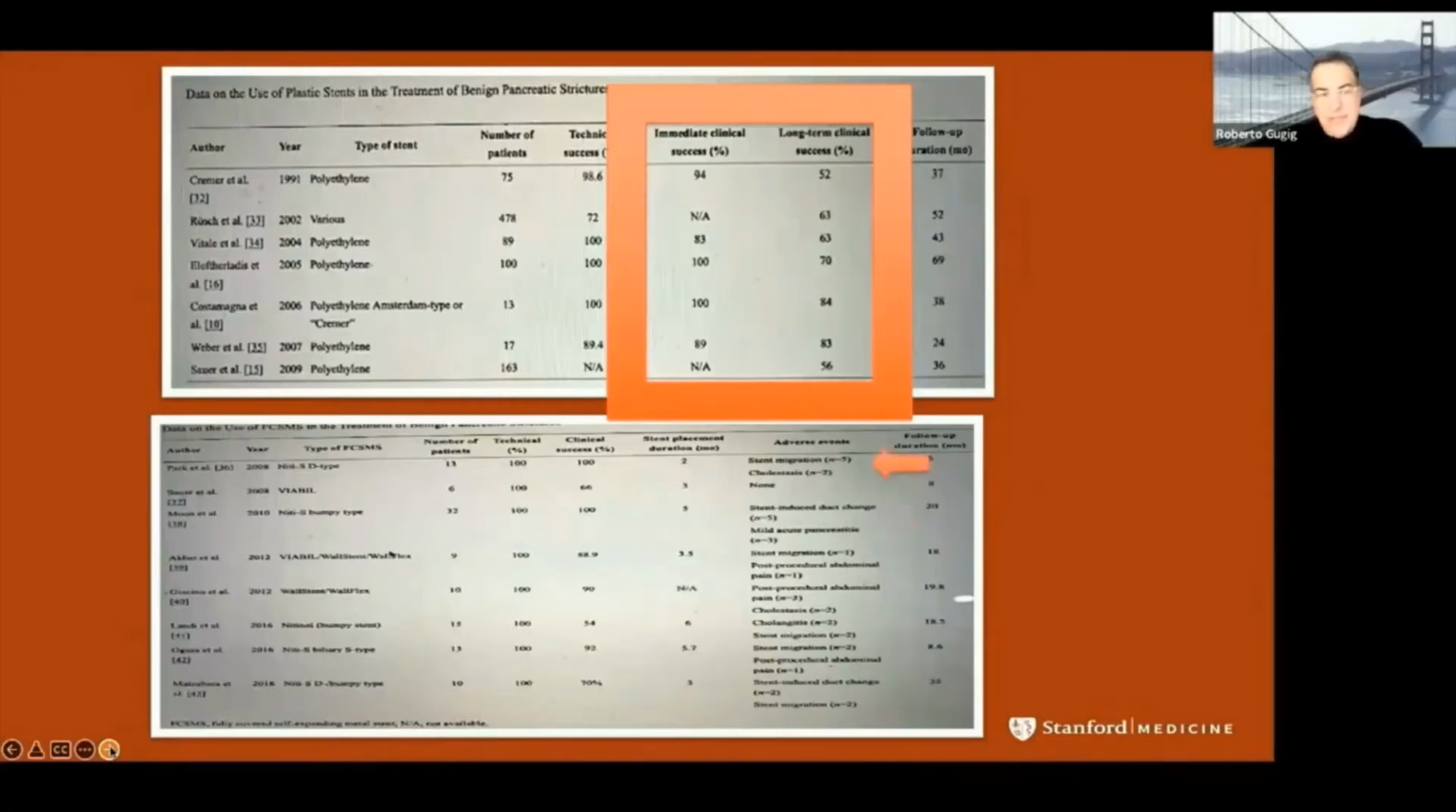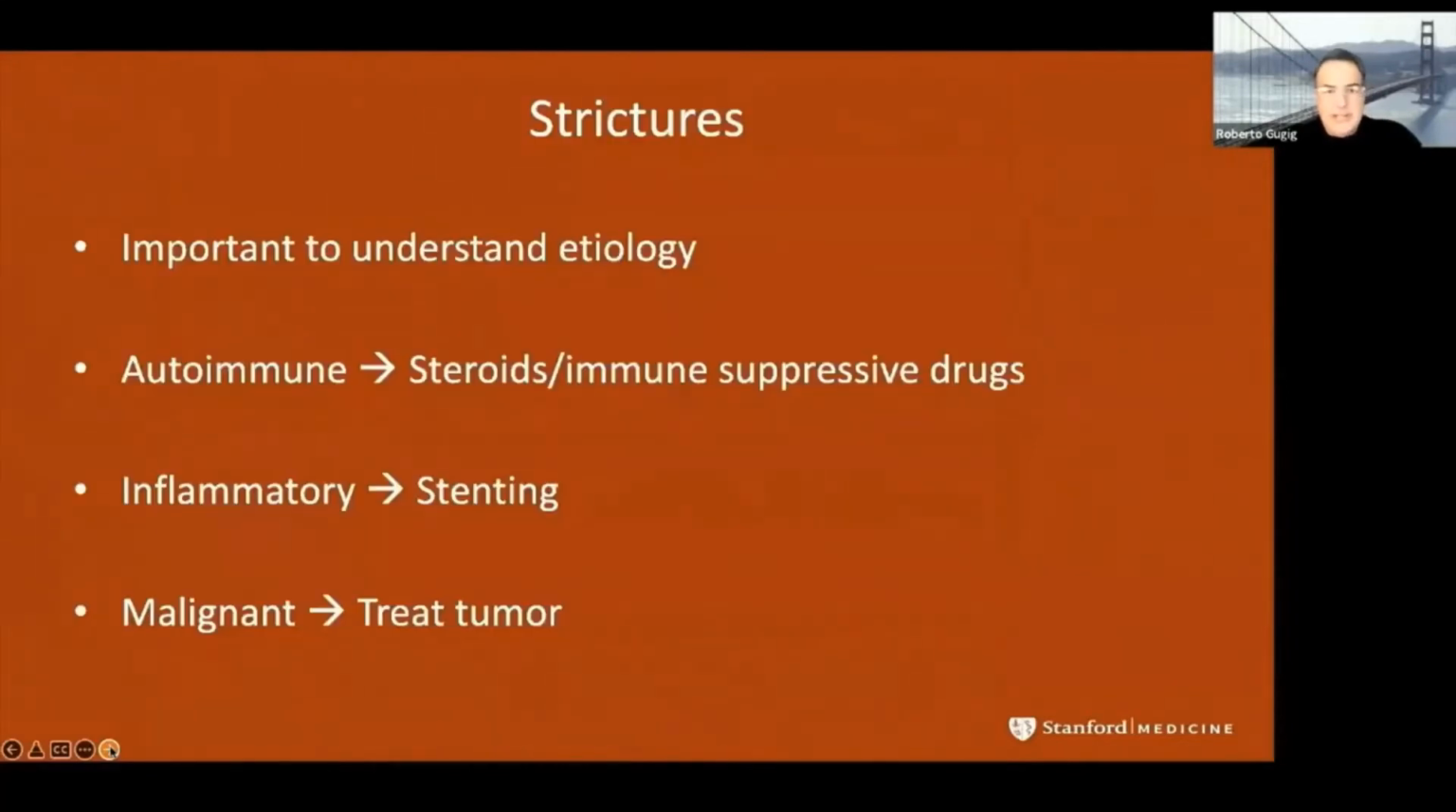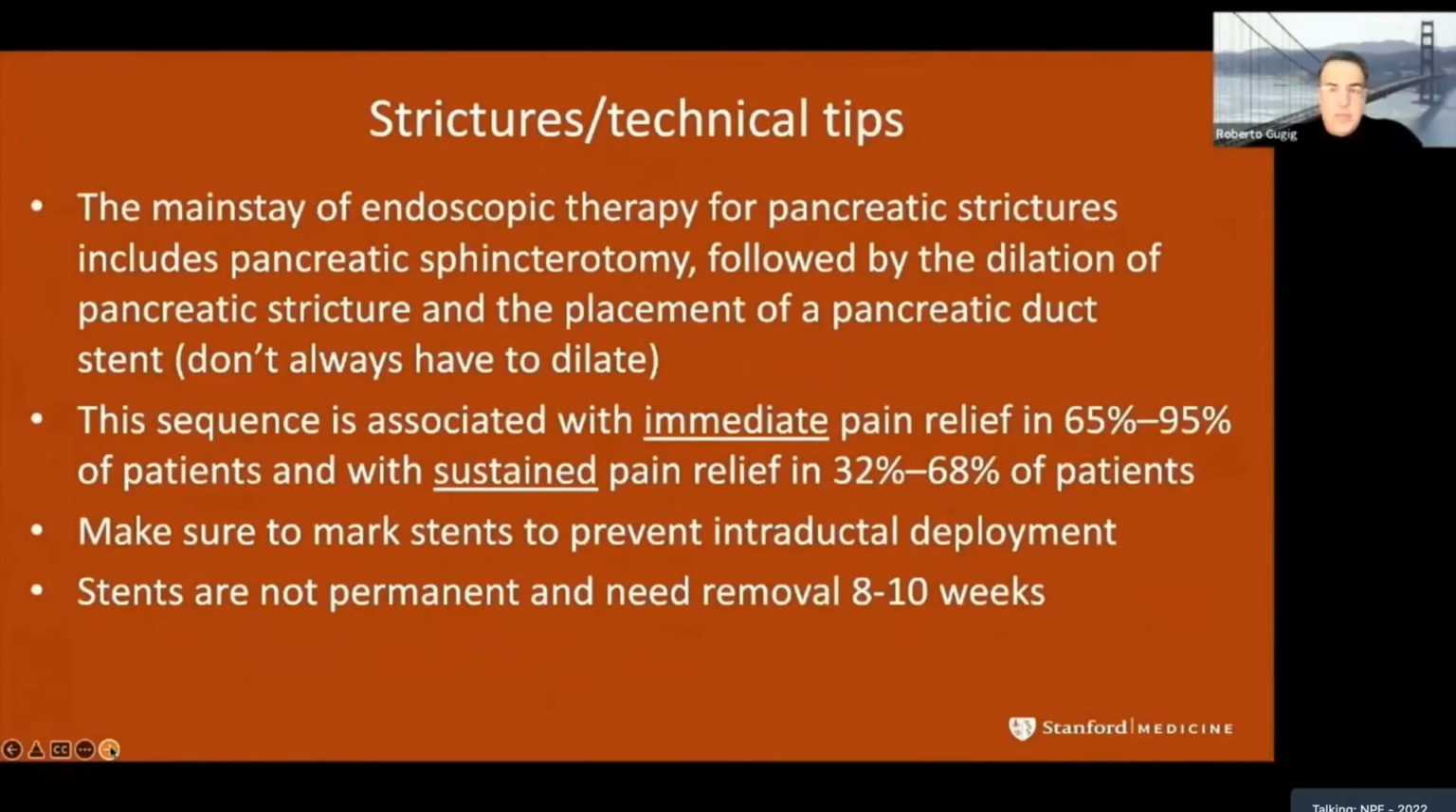And with any metal stents, you can have a variety of complications. So just keep that in mind. And again, I don't use a lot of metal stents in the pancreatic duct. So with strictures, it's important to understand the etiology, as I said. If it's autoimmune, like my example, then you want to do steroids or other immune-specific drugs. If it's inflammatory, you do want to try stenting. And if it's malignant, you really want to treat the tumor.